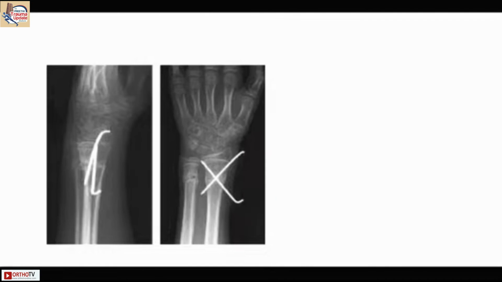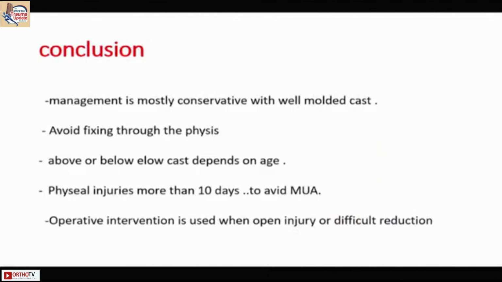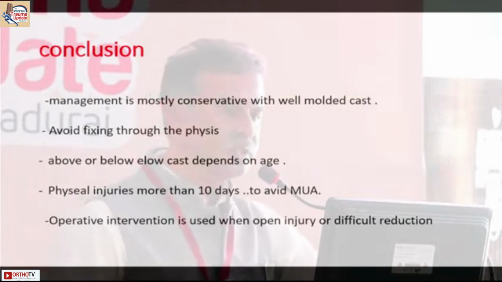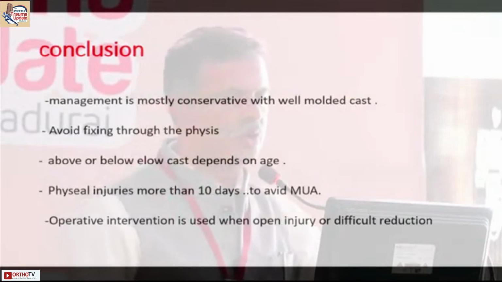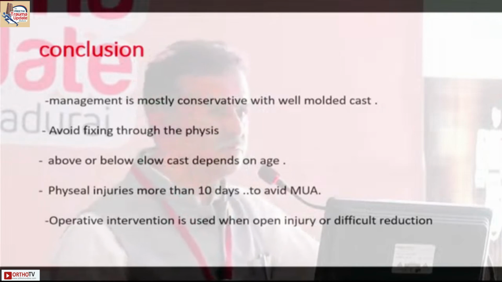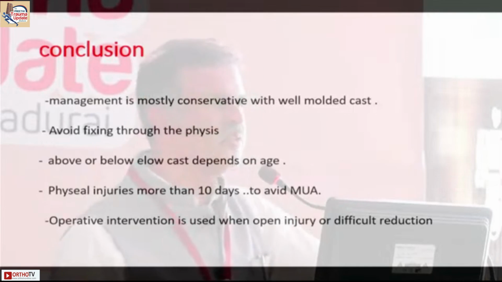I think this is the same message I am giving. These are the fractures which are treated by K-wires, but if at all there is a situation where you have to treat them with fixation, make sure that the physeal plate is not insulted, because growth plate disturbances can result, and that carries a bad prognosis and requires some other approach. To conclude my talk, for most of the fractures, avoid fixing through the physis. Above elbow casting depends on the age, and for physeal injuries more than 10 days old, it is better to avoid any kind of intervention. Operative intervention is used only for open injuries or in difficult situations.